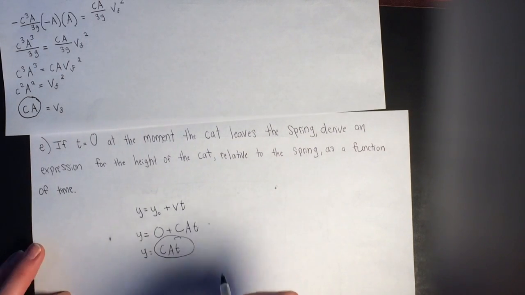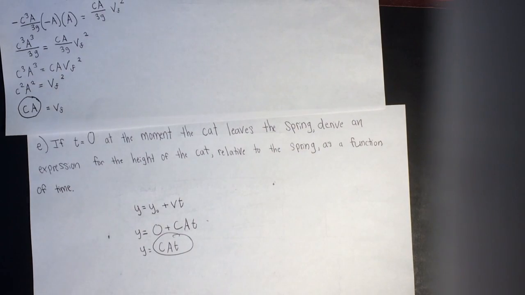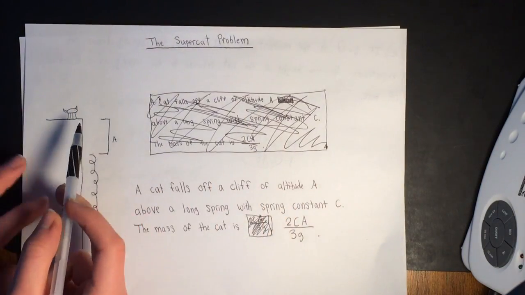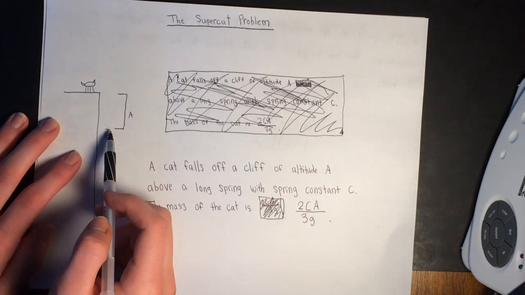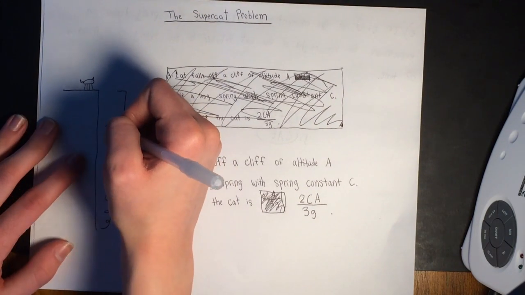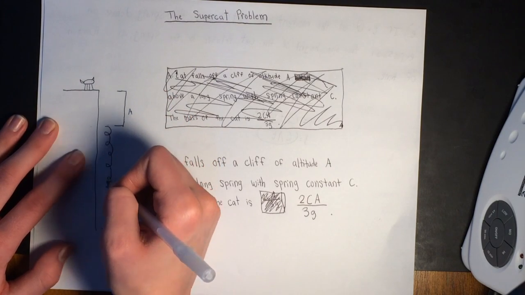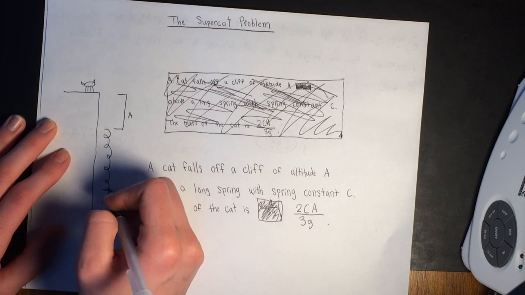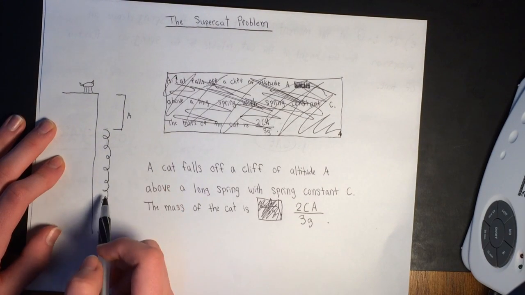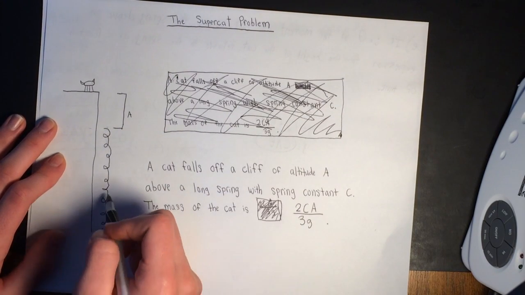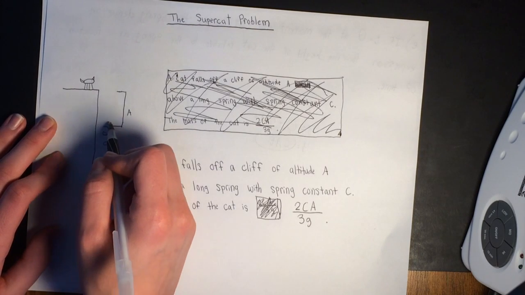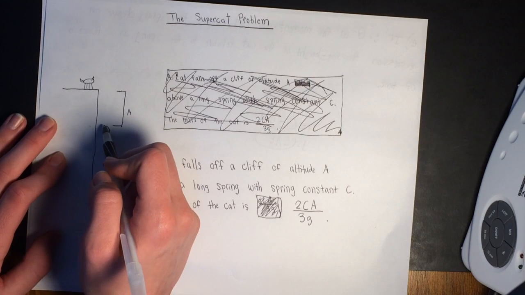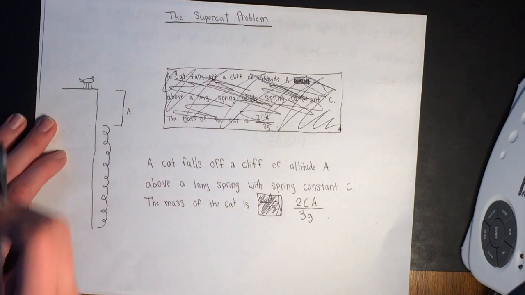y equals cat. And I think this is kind of cool, because basically what's happening is the cat falls off the cliff, it reaches the spring, and it compresses the spring by a lot. It's a really long spring, and it goes very far down on the spring, and then it becomes gravity proof because it's a supercat, and the spring pushes it back up, and after it leaves the spring with a velocity of ca, it just keeps going up with a velocity of ca.